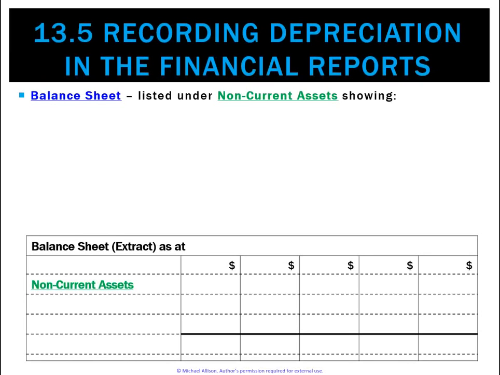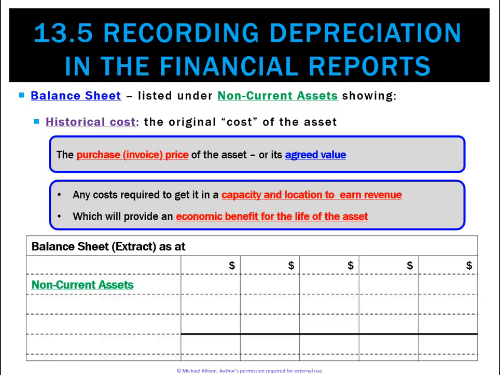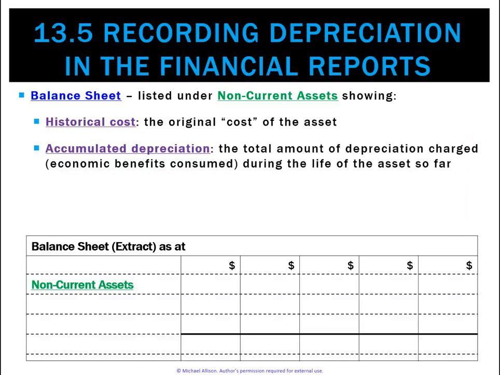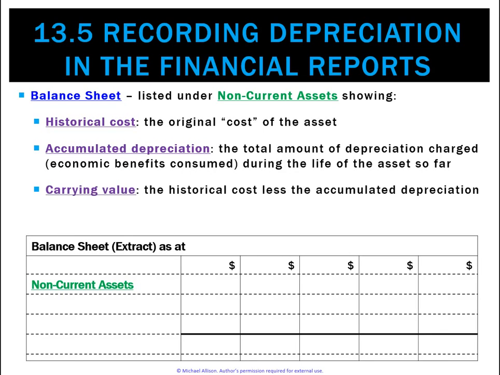What we're going to do is record it under the non-current assets section, and we're going to list three things. The cost of the asset, which is the historical cost, and we defined that in a previous presentation as the purchase price, plus any cost required to get it in a capacity and location to earn revenue that will provide an economic benefit for the life of the asset. We're then going to record the accumulated depreciation, so that's the total amount of depreciation charged during the life of the asset so far, and that leaves a carrying value.